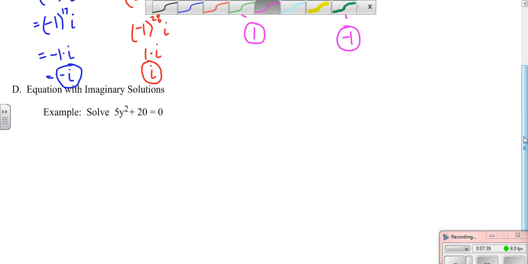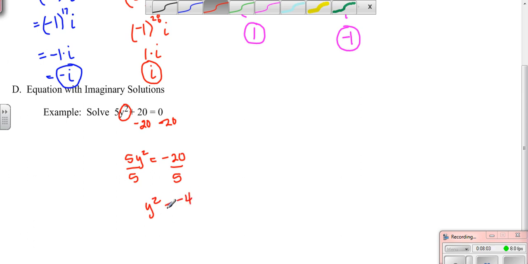Now when we're solving these with exponents, same rules apply: solve by isolating the variable. So first, I'm going to subtract 20. So I have 5y squared is equal to negative 20. Nothing has changed. Divide by 5. y squared is equal to negative 4. How do I undo squaring?